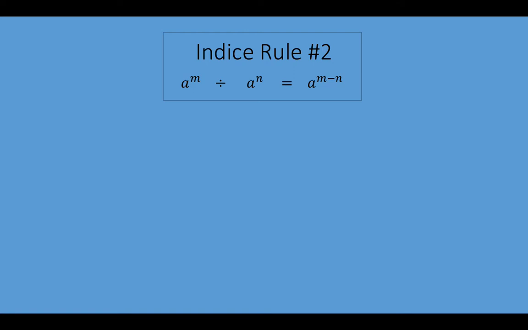And what we can see from our statement is that if we divide one power by another, then all we have to do is subtract the power terms, or the indice values, from one another, and that's going to give us the answer. So let's have a look at an expression, x to the 5 divided by x squared.